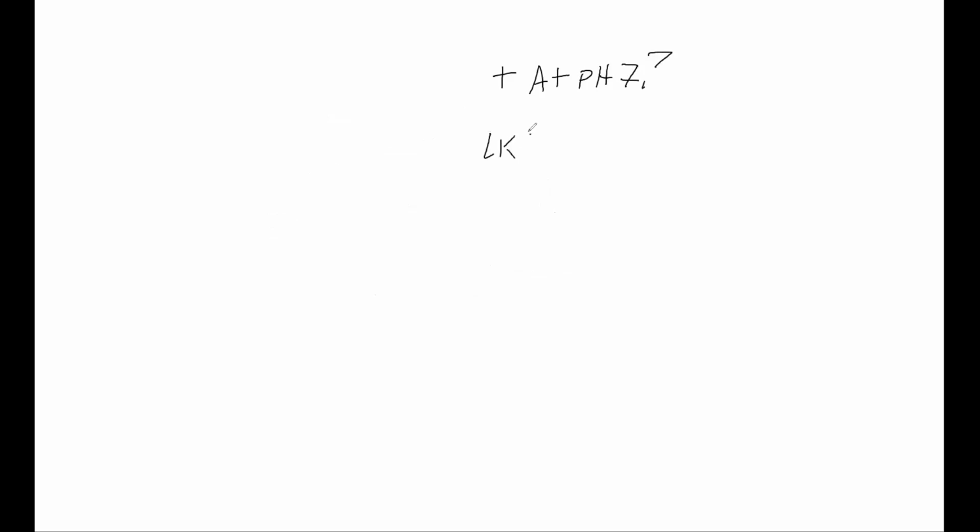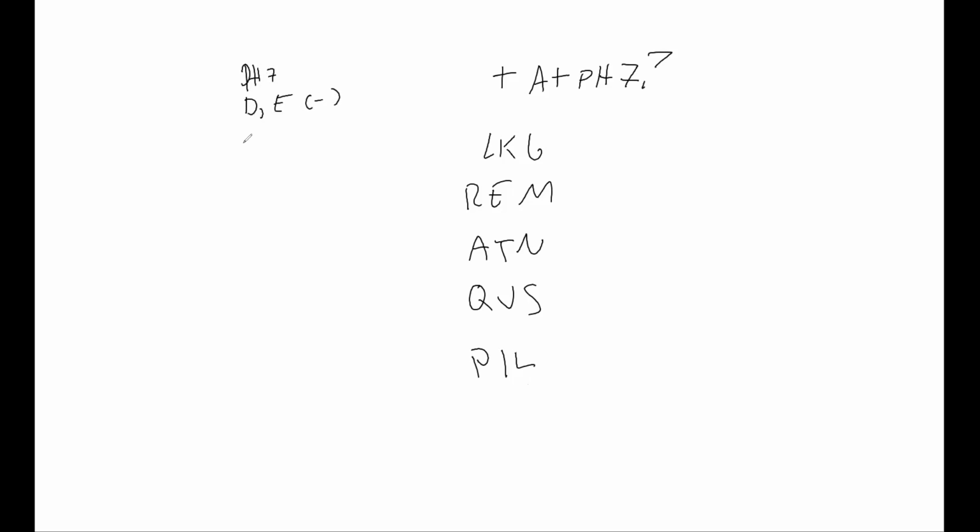I have LKG, REM, ATN, QVS, PIL. All right, so this one, positive at pH 7, there's actually no calculations you have to do. This was a straight, do you know your amino acids? So at a pH of 7, your negatively charged amino acids are D and E. Your positively charged amino acids are R, K, and usually for these calculations, we say H is positively charged.